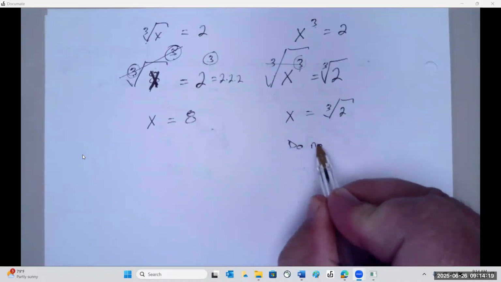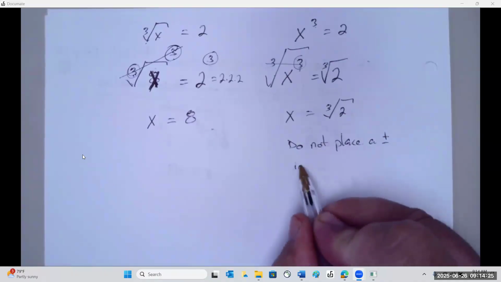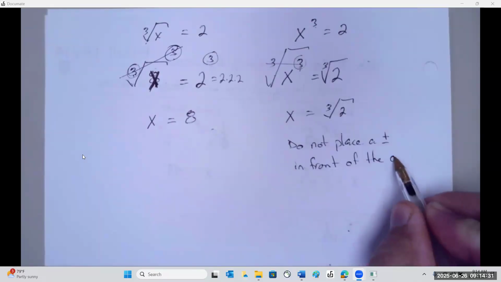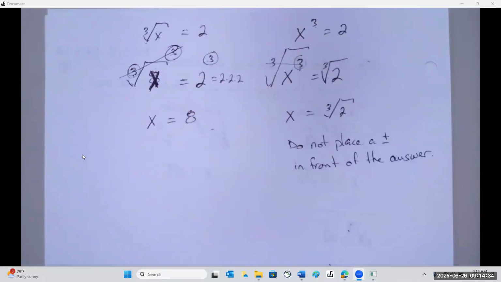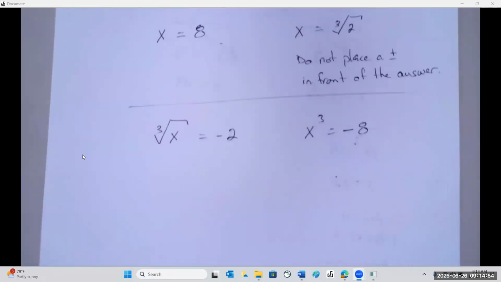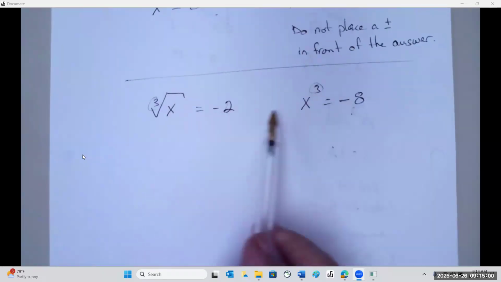Yeah. Do not place a plus or minus in front of the answer. Because the difference here also is I can now have negative numbers. And if the root or the exponent are odd, I can have negative answers, negative numbers.